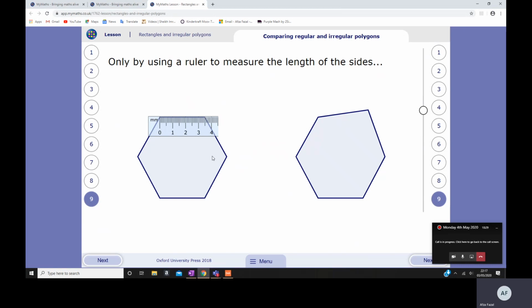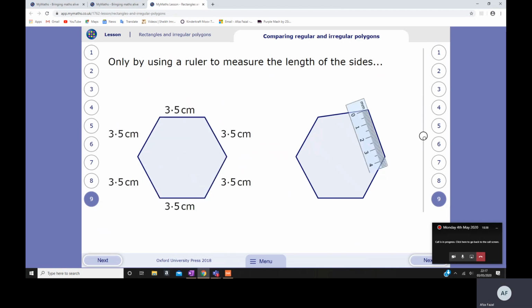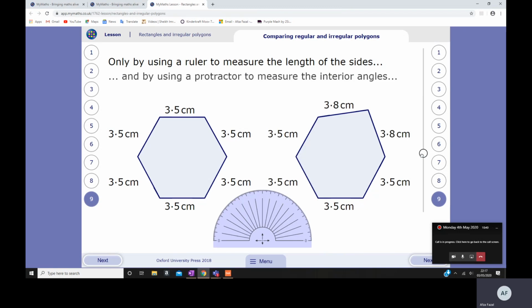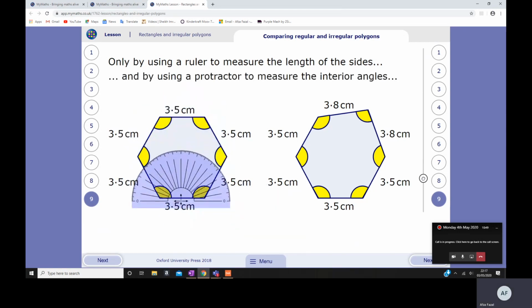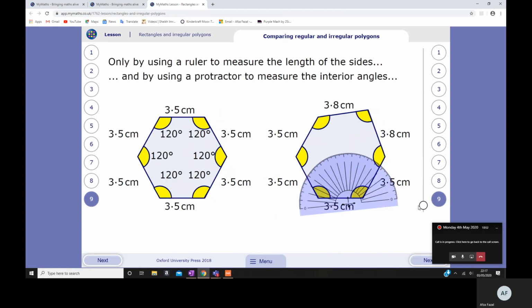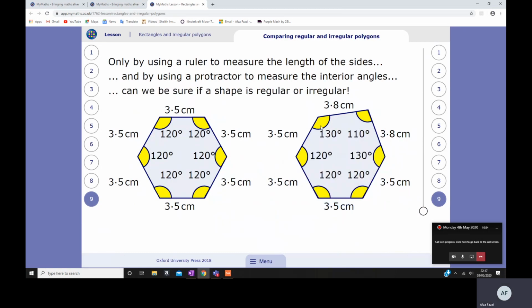Okay, so we know this one is a regular hexagon, this one's irregular. And we know this because that's straight, this side is not straight, so it's different. So as you can see, they're all the same. These are all different. So you've got two which are different, four are the same. And the angles change then as well. They're the same. So the angle here, the angle slightly changed. So that's become 130 degrees and that's become 110 degrees. That is the difference between a regular and irregular.